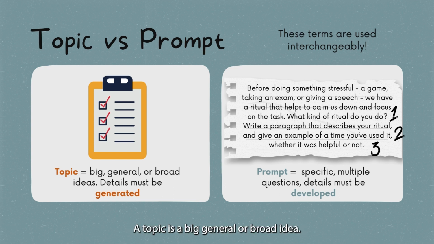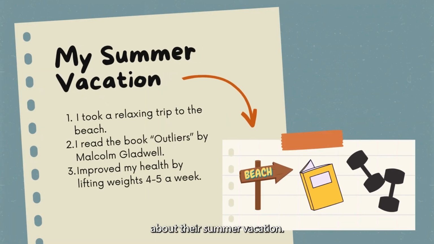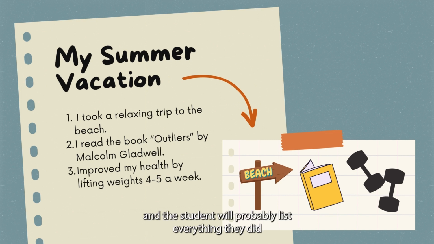A topic is a big general or broad idea. The details or main points must be generated by the author. A prompt is longer, specific, and may have multiple questions. The main points may have already been developed. This looks like typical topics, right? The author has to narrow down the main points that they will talk about. You give the author a topic about their summer vacation. Well, they did a lot of things over the summer, and the student will probably list everything they did in the actual writing.